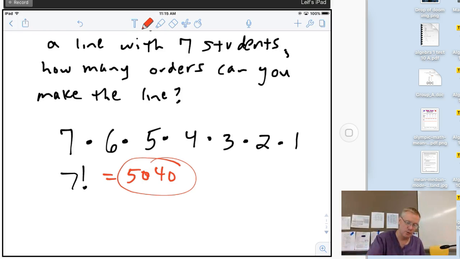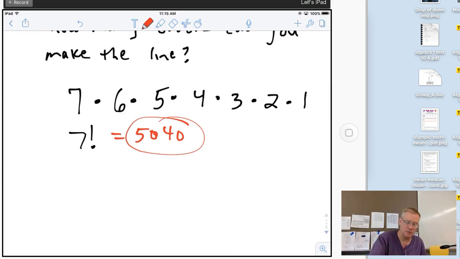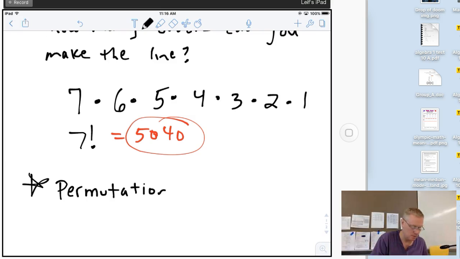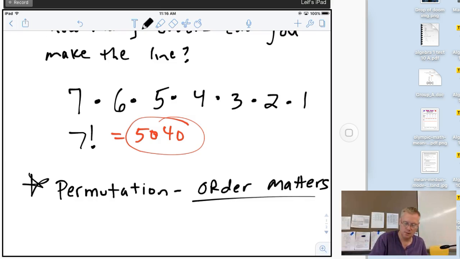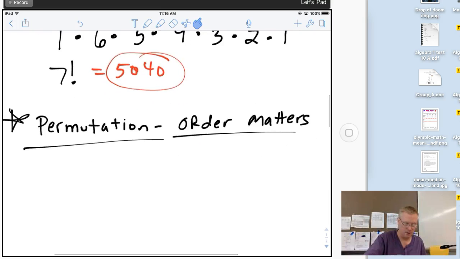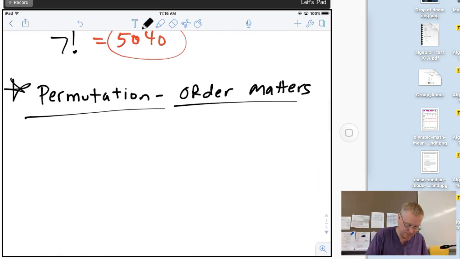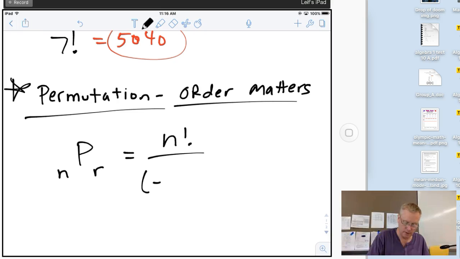Which brings me to the next thing we're talking about, permutations, and this is super important. I'm going to put a star next to it. Permutations is where order matters. All right, now permutations also has a formula. It's this one: P(n,r) equals n factorial over n minus r factorial.